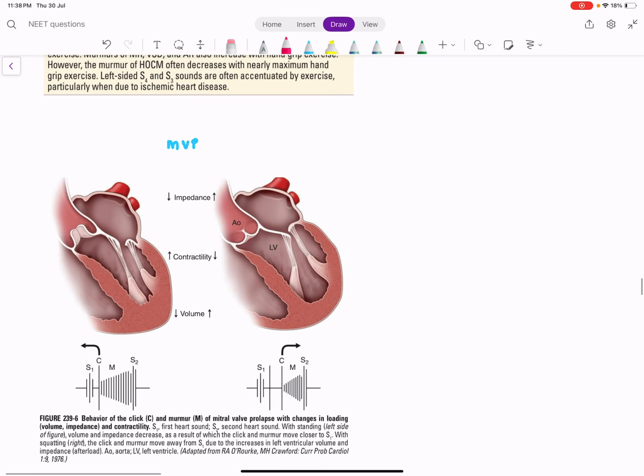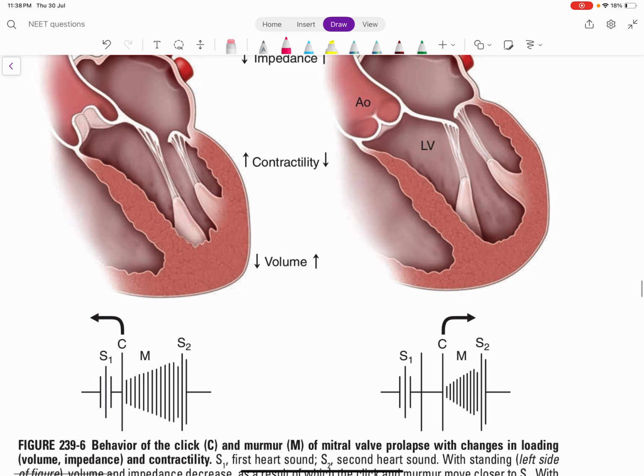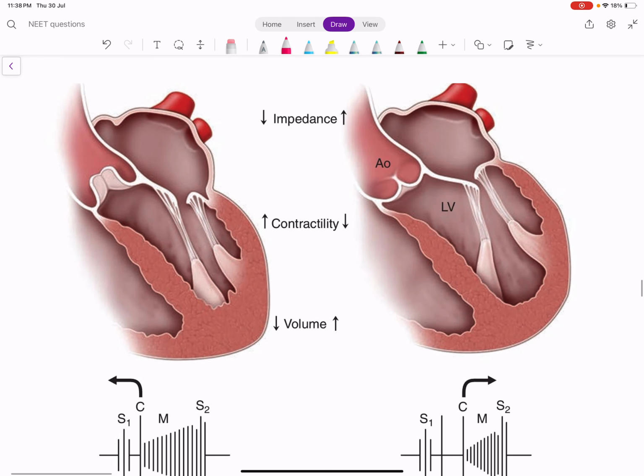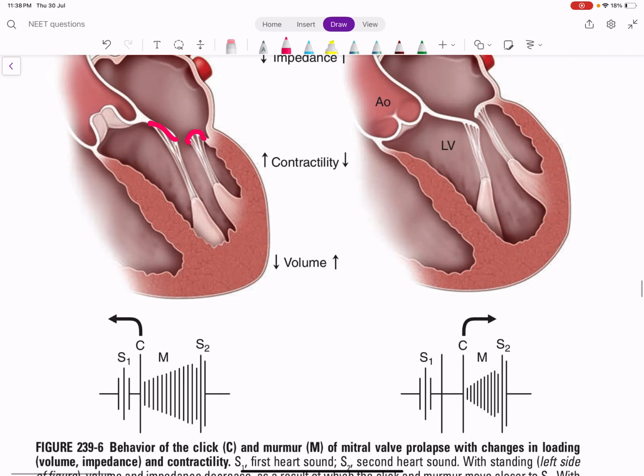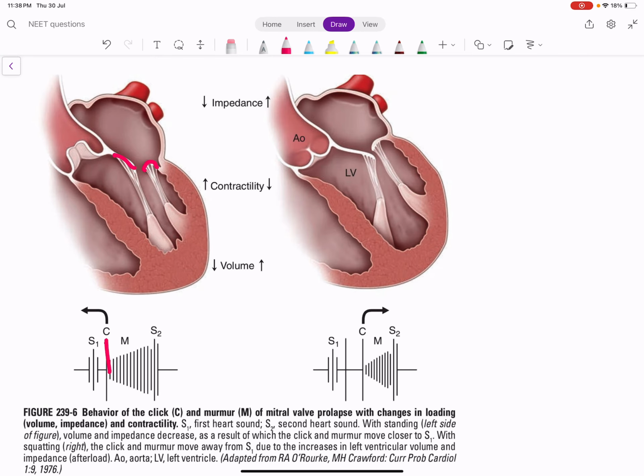Why it occurs is because of the pathophysiology. See, this is a normal myxomatous degenerated mitral valve which prolapses into the left atrium. When it prolapses, there is a click and there is a regurgitation. On standing, what happens?